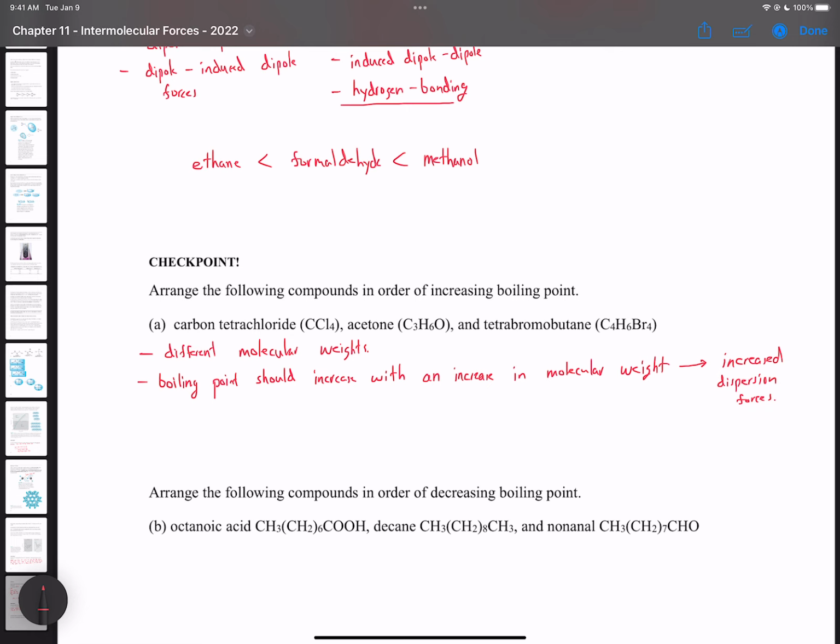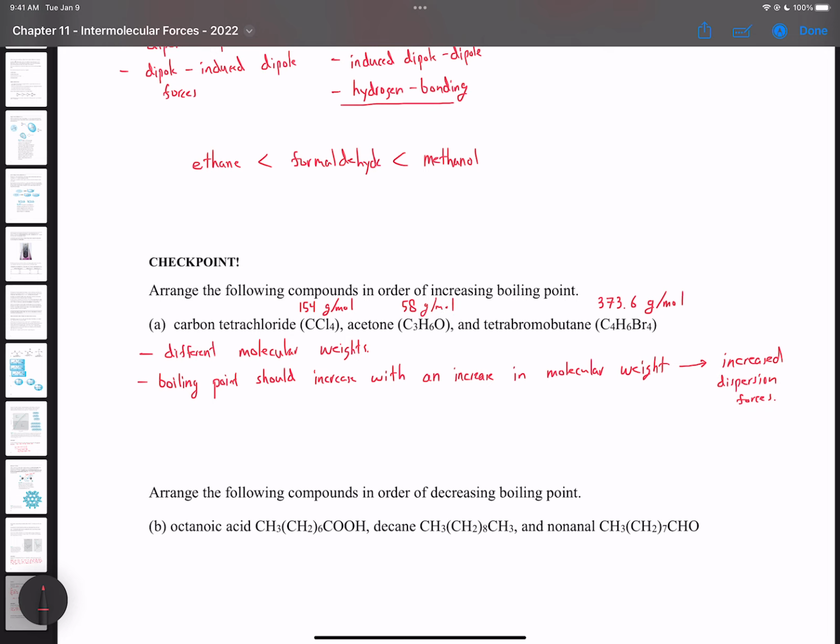So let's just write the molecular weights of each compound. So tetrabromobutane, or the molecule of 4 bromine atoms, has a molecular weight of 373.6 grams. So very high. And then carbon tetrachloride is the next. It has 154 grams per mole. And then acetone has the least, which is 58 grams per mole.